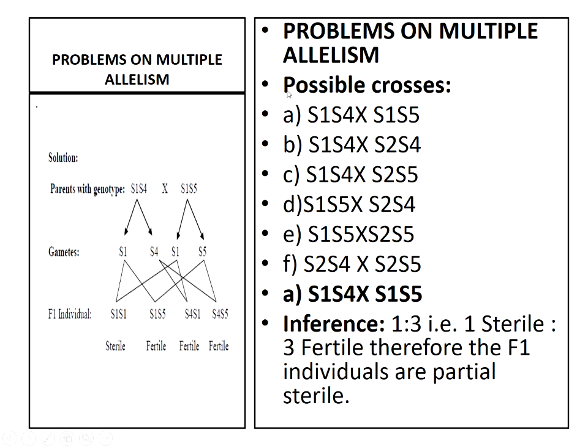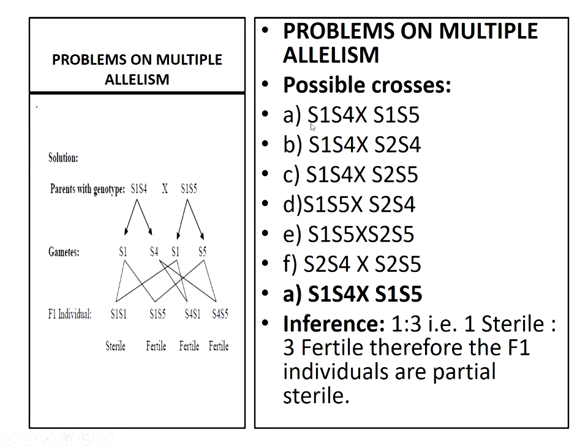Next, we have to write the possible crosses among the F1 individuals. So the F1 individuals are made to cross. The possible crosses are S1 S4 with S1 S5, S1 S4 with S2 S5, S1 S4 with S2 S4, S1 S5 with S2 S4, S1 S5 with S2 S5, and S2 S4 with S2 S5. Among these possible crosses, we have to identify the number of sterile and fertile individuals in the F1 generation.